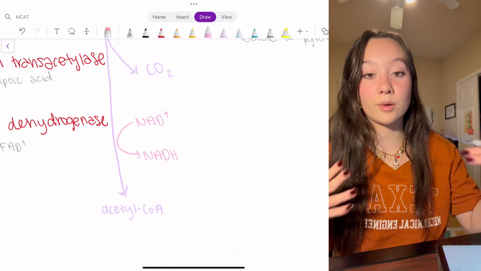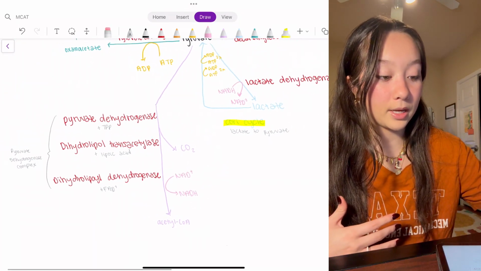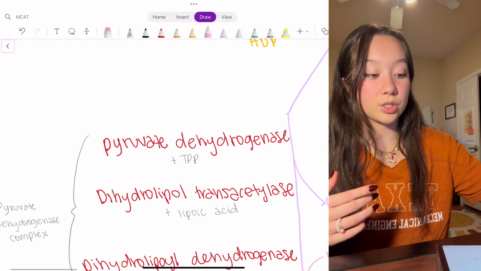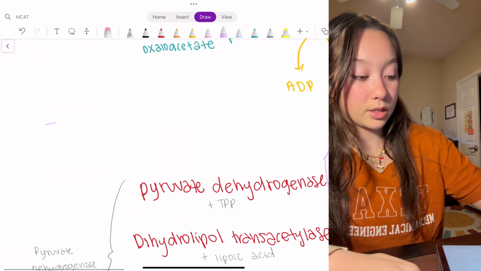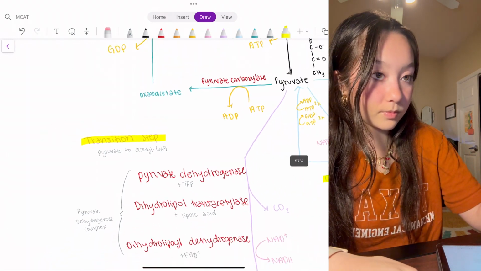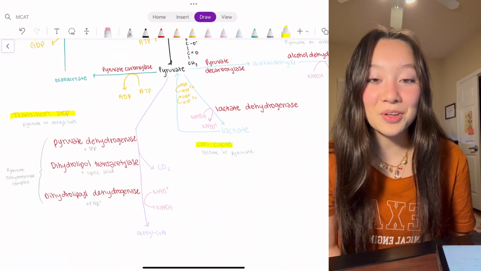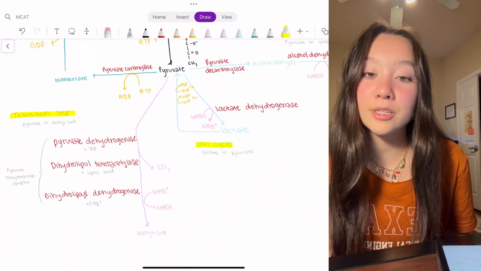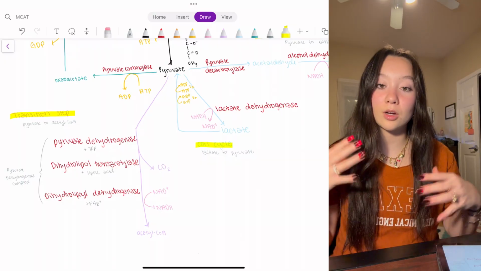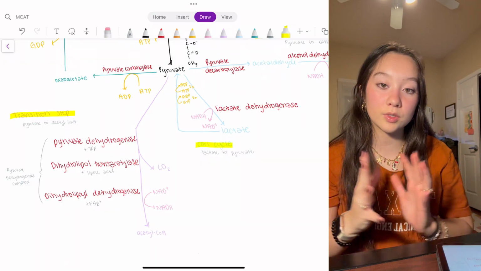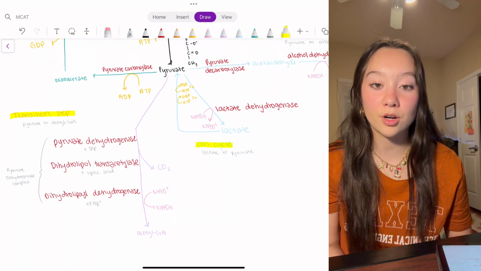Sometimes it's easy to count the carbons if you get mixed up in the steps, but this is all there is for the transition step. I'm going to label it real quick. And that is all that there is for this transition step. It is just those 3 enzymes that form that one complex that take it from pyruvate to acetyl-CoA to kickstart the Krebs cycle.